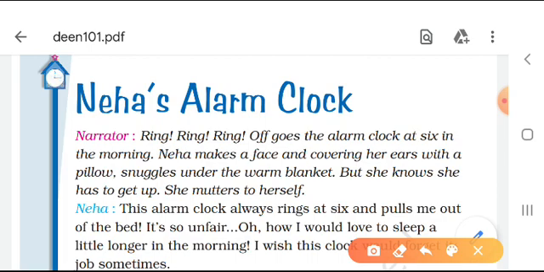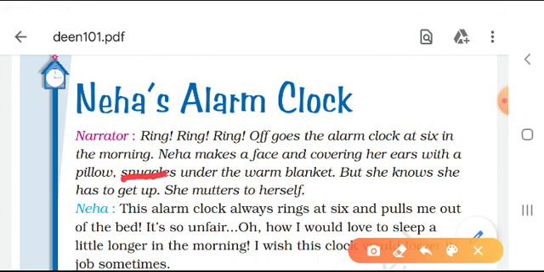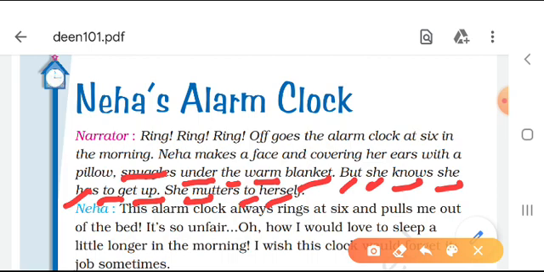Next line: snuggles under the warm blanket, but she knows she has to get up. She mutters to herself.